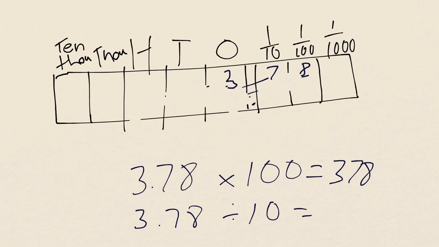Dividing by 10 means that I'm moving one place, because it's by 10, and it's going to be going down. So 8 goes here, 7 goes here, and 3 goes over here. So what's this number? It equals 0.378. Now, it's not absolutely necessary, but it's very helpful to your reader if you don't have any ones, but there's numbers after the decimal point, to add a zero in like that.